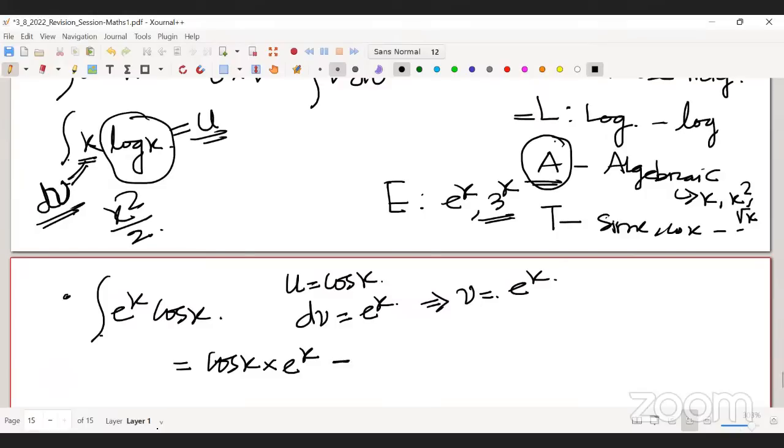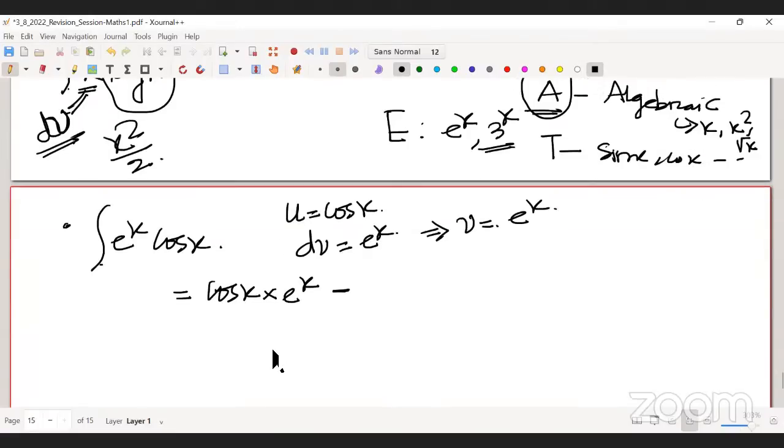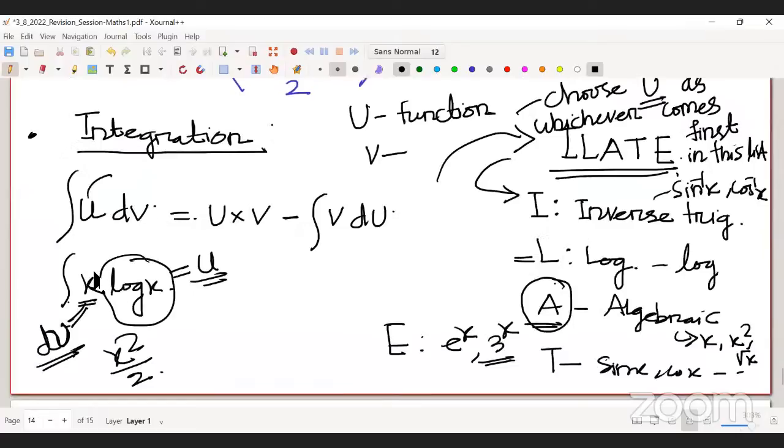Integration of v times d by dx of u. The derivative of cos x is minus sin x, right? Then we have, sir, what is the formula we are using here? This one, right?